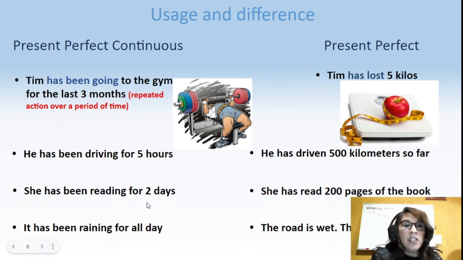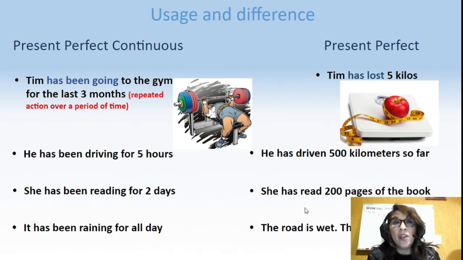She has been reading for 2 days. For 2 days, she has been reading a book. What is the result? She has read 200 pages of the book. During these 2 days, she has already finished reading 200 pages of the book. This is the result in present perfect simple.